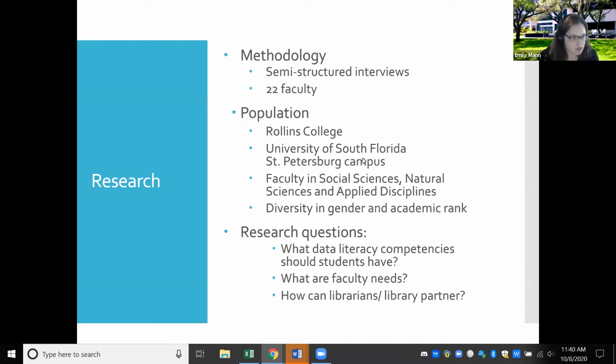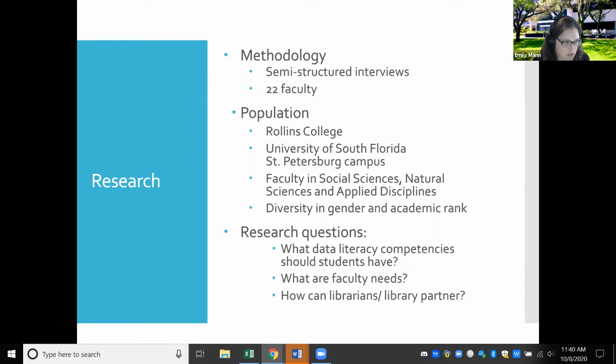Our institutions are Rollins College and the University of South Florida St. Petersburg campus. Both of these are relatively small campuses that really focus on undergraduates. We have some graduate programs, but not too many. For our research, we reached out to multiple faculty, but we really only mostly heard back from faculty that knew us personally from either our liaison work or from some of the faculty learning community things that we had done.